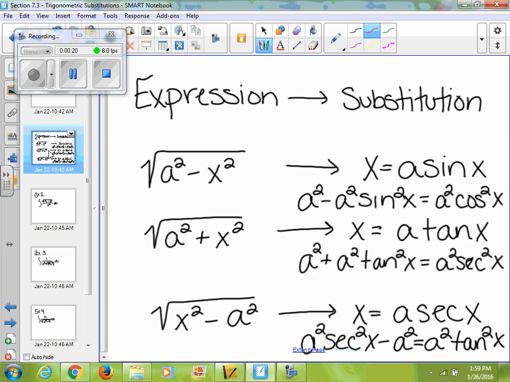In looking at the expressions that we're going to be evaluating today, if they include the square root of a squared minus x squared, where a is just some number, we're going to substitute a sine of x in for our x value. And anywhere we see a squared minus a squared sine squared of x, we're going to substitute in a squared cosine squared of x.